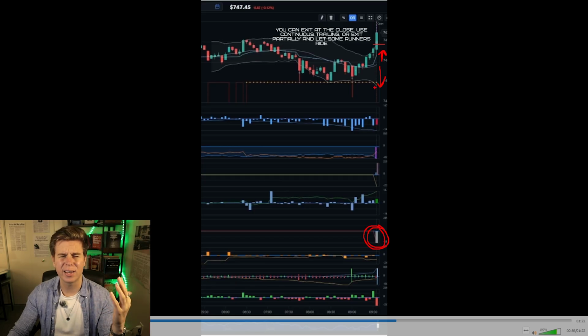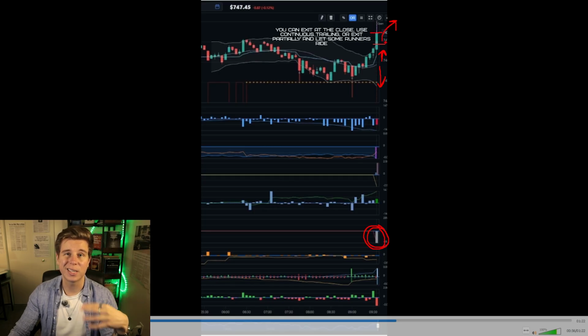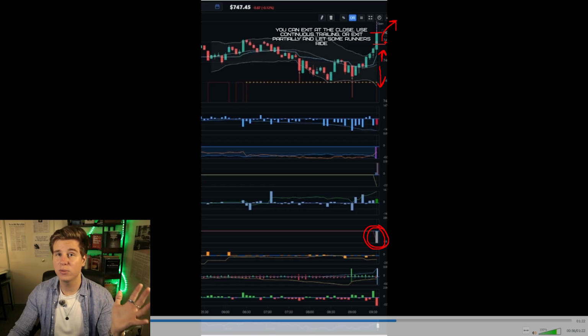Now, I personally have, I think, a 72% win rate on this strategy. I don't trade it every single day, but when I do, generally it works. And sometimes I do catch a partial exit here and some nice trailing runners that do go on to get a nice additional gain. So this is a very simple strategy, but don't mistake simple for not powerful.